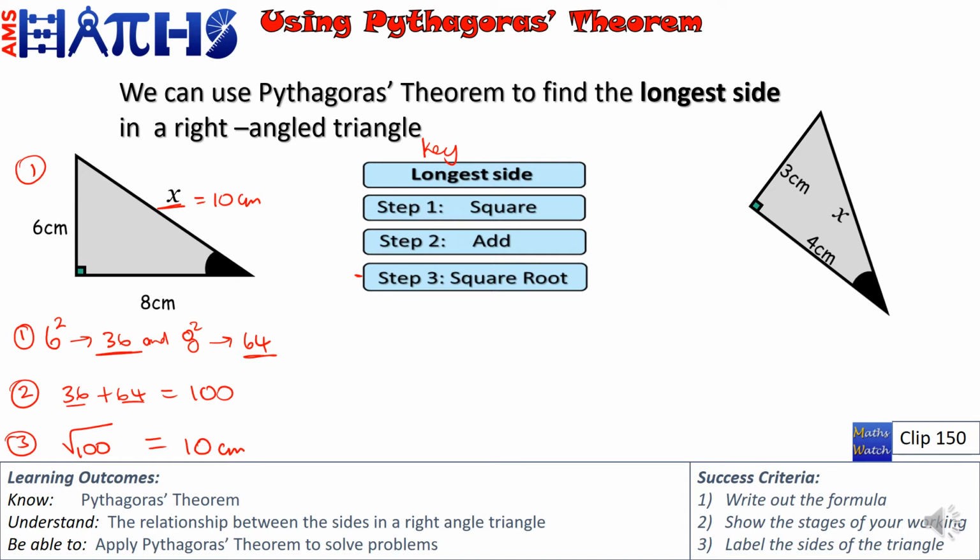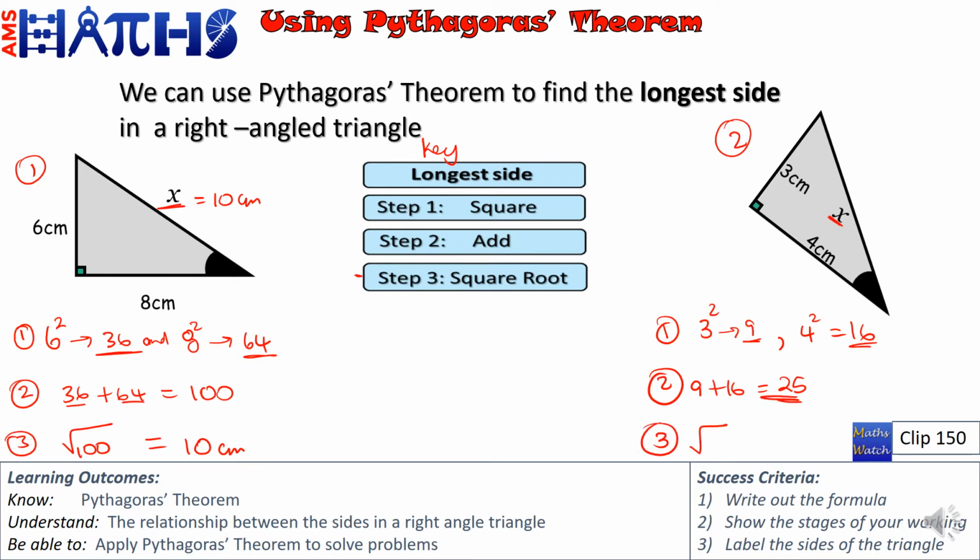Let us look at the second example. First, we want to find our longest side, as we can see. So our first step is to square the two sides we know. So 3 squared gives me 9, and 4 squared gives me 16. Step 2, we add them together, 9 and 16, and we get 25. The last step is to find the square root of 25, and that is 5 centimeters. So there we have it. x will be equal to 5 centimeters.